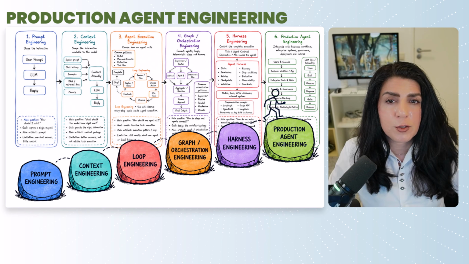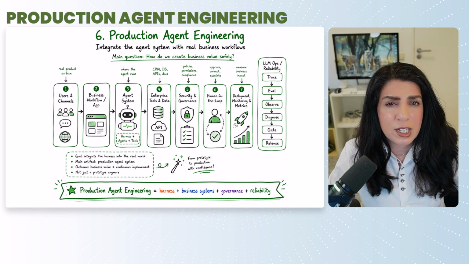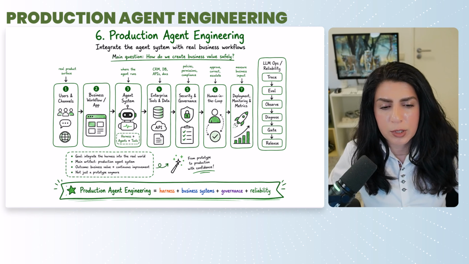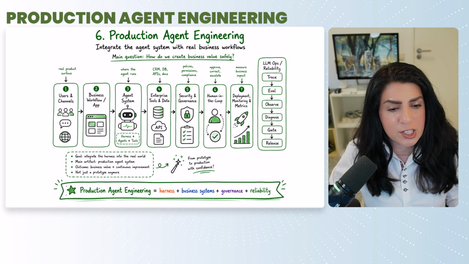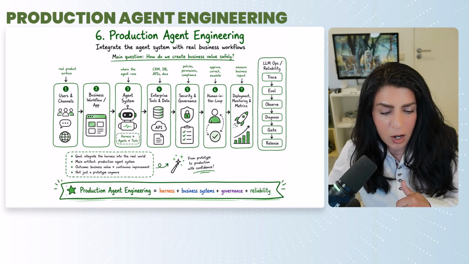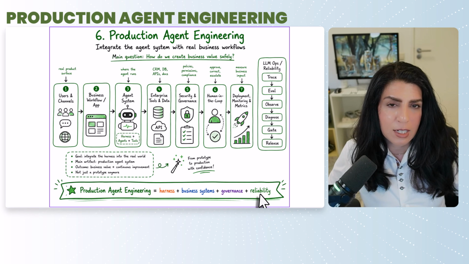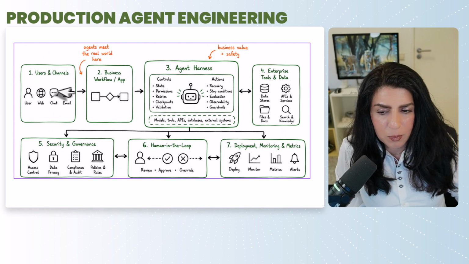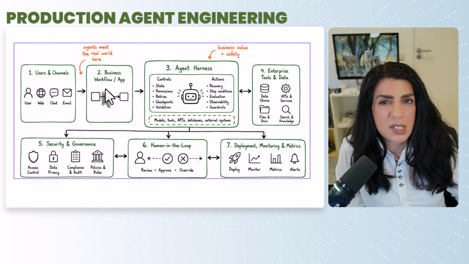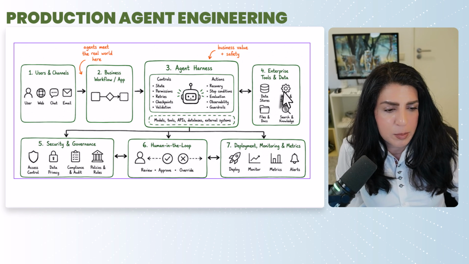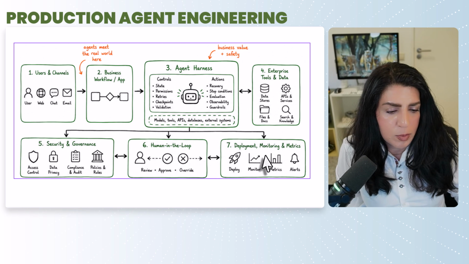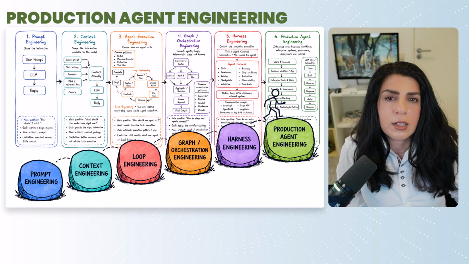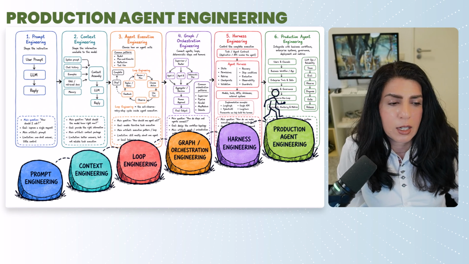Which brings us to the next phase, which is production agent engineering. This is where all the previous layers become one usable business system. It fits into a real workflow, shows evidence, and creates a traceable final decision. So basically, production agents means integrating the agent system with a real business workflow, like having harness, business system, governance, and reliability, all of them together. So it's having the user and channels, like a business app, agent harnesses in the middle, enterprise tools and guides. Then you have security, human in the loop, and deployment monitoring and metrics. And this way we have arrived at our 6th and last step.